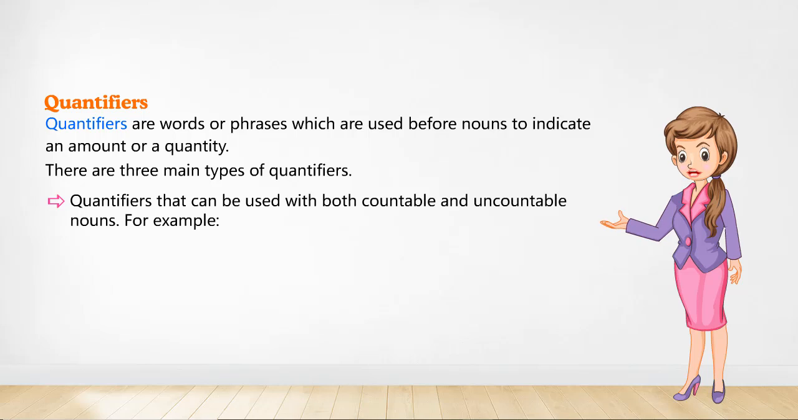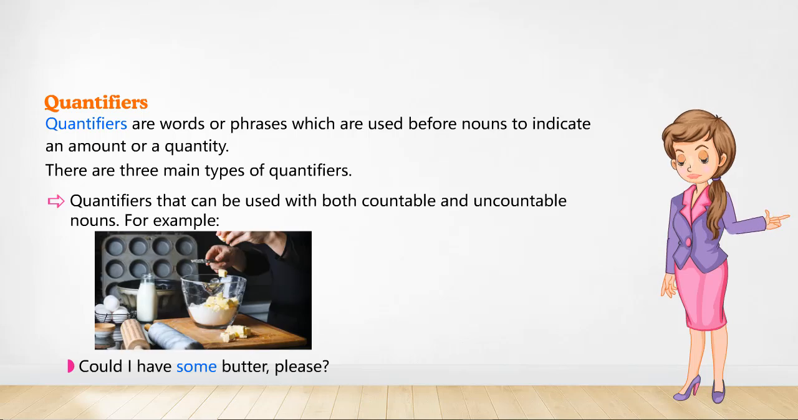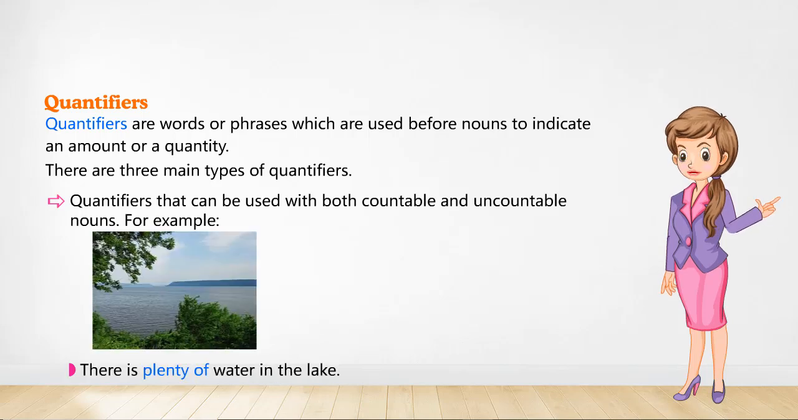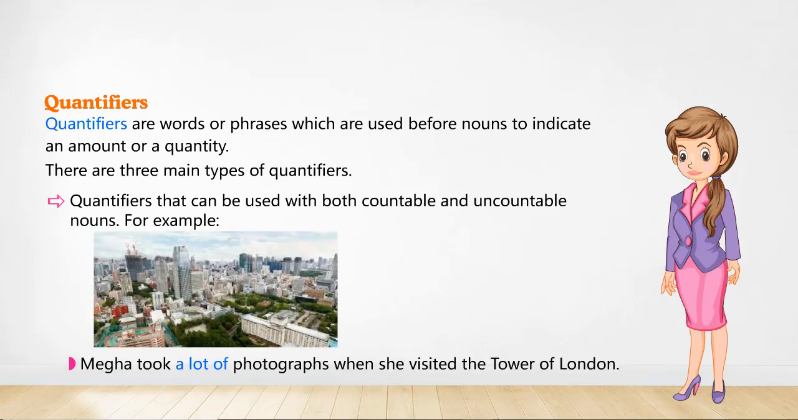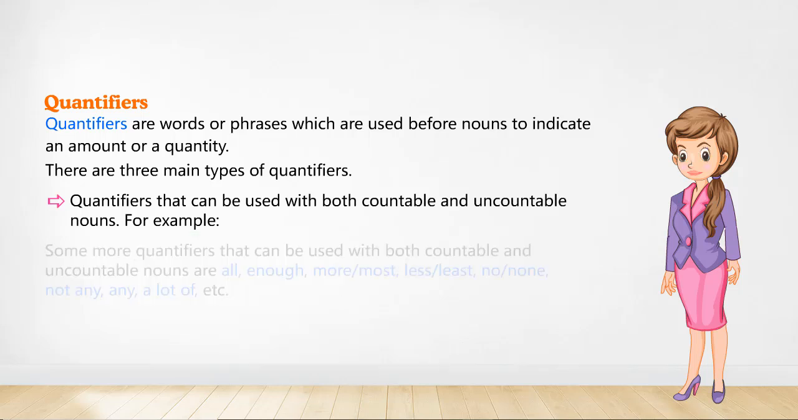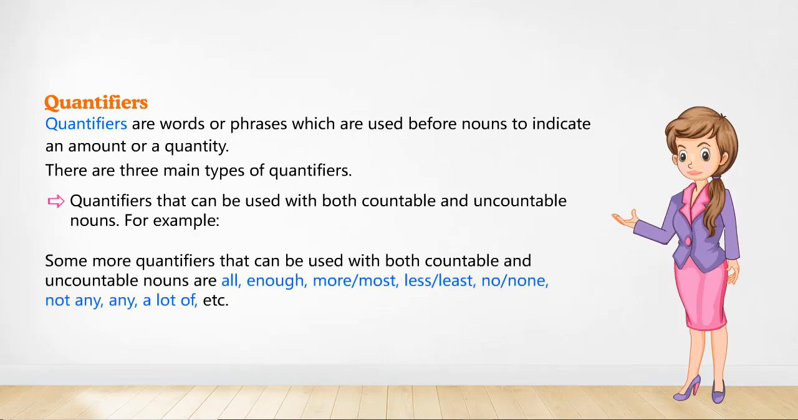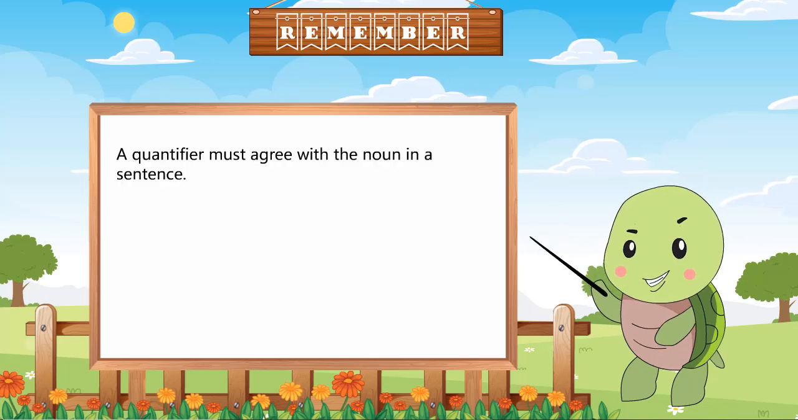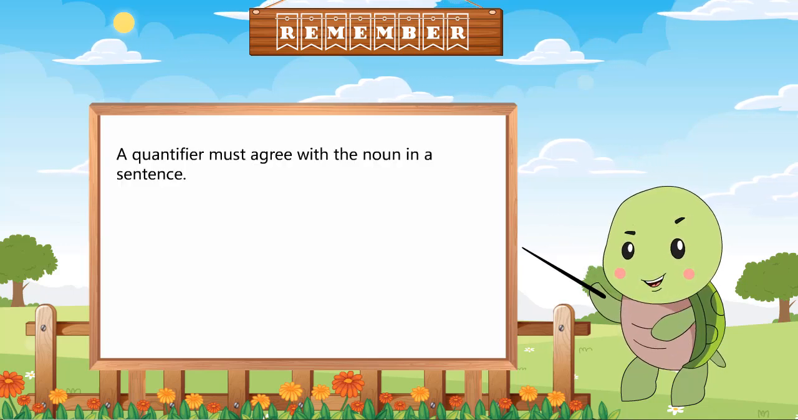Quantifiers that can be used with both countable and uncountable nouns. For example, could I have some butter, please? There is plenty of water in the lake. Megha took a lot of photographs when she visited the Tower of London. Some more quantifiers that can be used with both countable and uncountable nouns are all, enough, more, most, less, least, no, none, not, any, a lot of, etc. Remember, a quantifier must agree with the noun in a sentence.